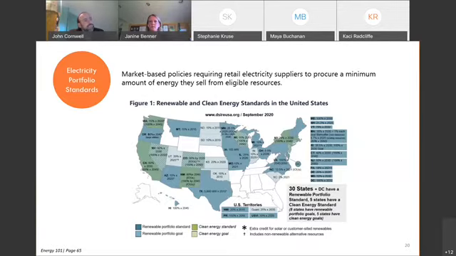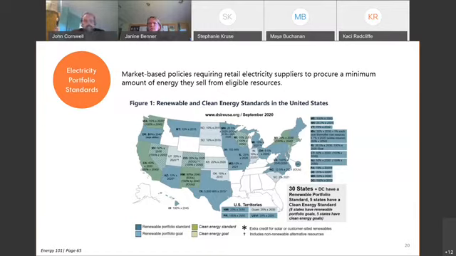But renewable portfolio standards, which we have a bit more history in, and also clean energy standards have been important for promotion and deployment of renewable energy, with the Lawrence Berkeley National Lab reporting that at least 45% of renewable energy development since the year 2000 can be attributed to renewable portfolio standards.